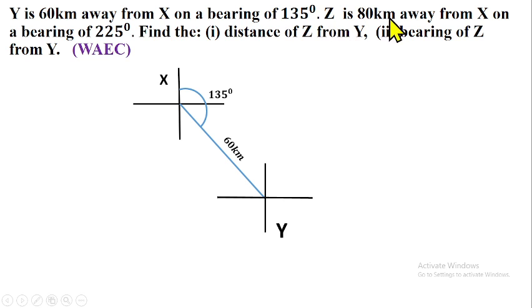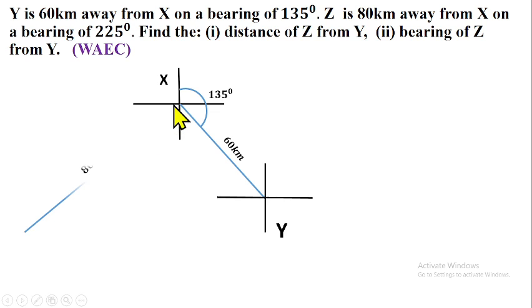Also, Z is 80 kilometers from X on a bearing of 225. There's another point Z, 80 kilometers away from X on a bearing of 225. So where are we locating the bearing? We are locating it on X, from this X again. And the bearing is what? 225. Where will 225 fall? Here or here? You go to the left here because we are still working on X. So from the north down to the line.